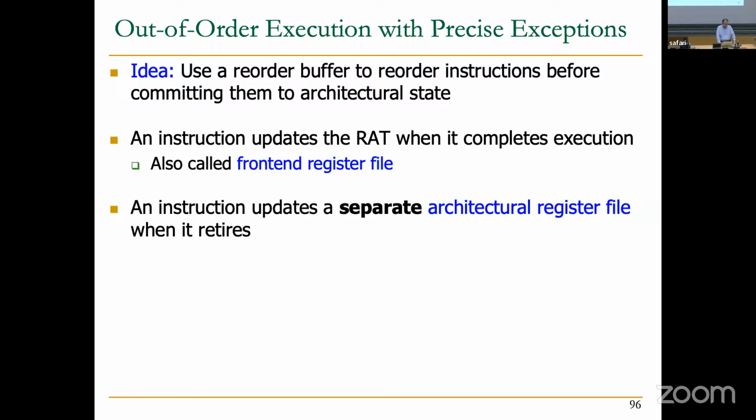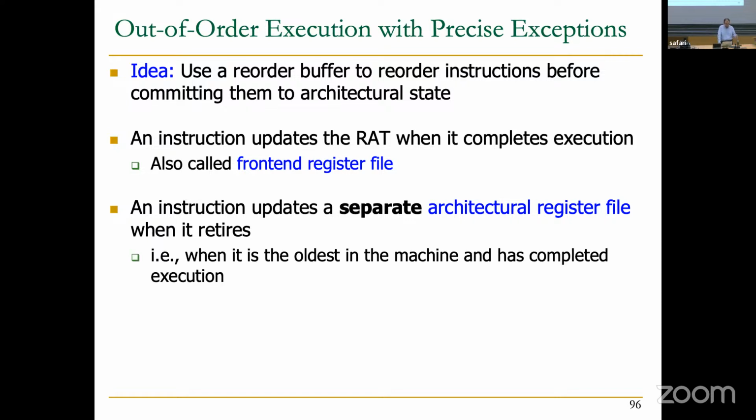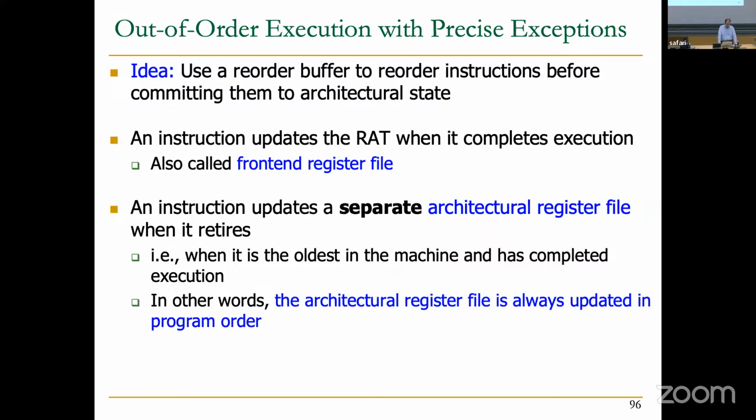An instruction updates a separate architectural register file when it retires. That's the key, actually. We have the front-end register file, which we call the RAT, and we have a separate architectural register file that we update when the instruction is ready to retire. So when it is the oldest in the machine and has completed execution without exception, we can update the architectural register file. And the architectural register file is always updated in program order.